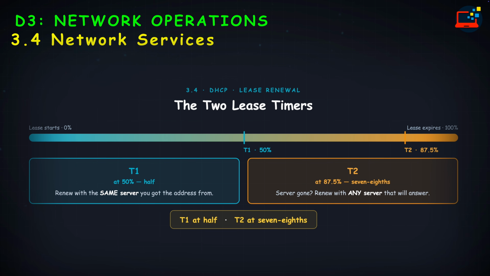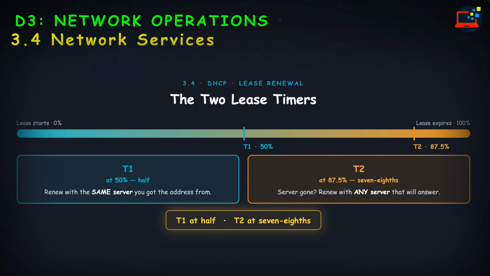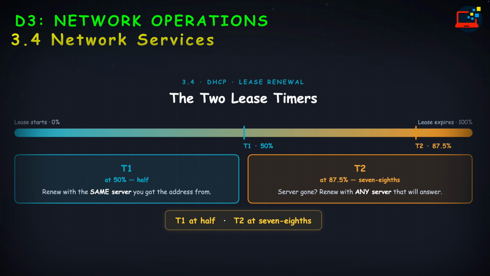And the lease has 2 renewal timers. At 50% of the lease, the T1 timer fires, and the client tries to renew with the same server it got the address from. If that server is gone, it waits until 87.5% of the lease, the T2 timer, and then tries to renew with any DHCP server that will answer. T1 at half, T2 at 7/8.